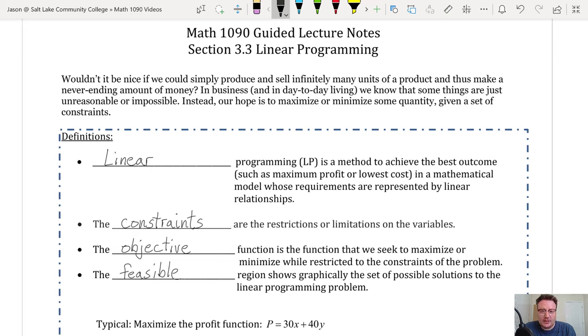Okay, the objective function is the function that we seek to maximize or minimize while restricted to the constraints of the problem. So optimize. It could be maximize or minimize. The feasible region shows graphically the set of possible solutions to the linear programming problem. So the feasible region is just the possible solutions to the problem. Okay? And our goal is to search through those possible solutions and find the best one, the optimal one, and we'll see that that can be done.